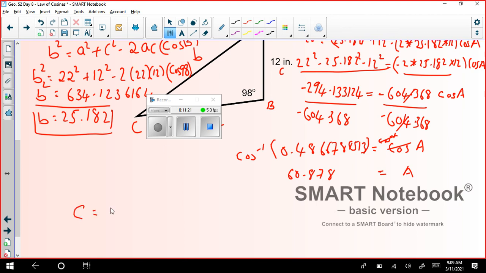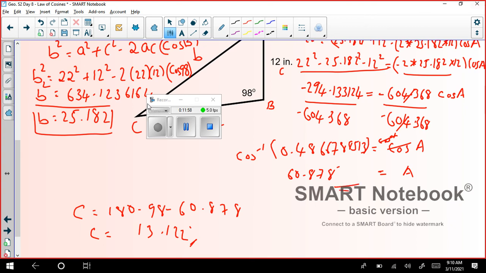Once we have angle A, we need to find angle C. Angle C is 180 minus 98 minus 60.878. So let's simplify that in the calculator. 180 minus 98 minus 60.878 gives us 13.122. All these are in degrees and not radians.